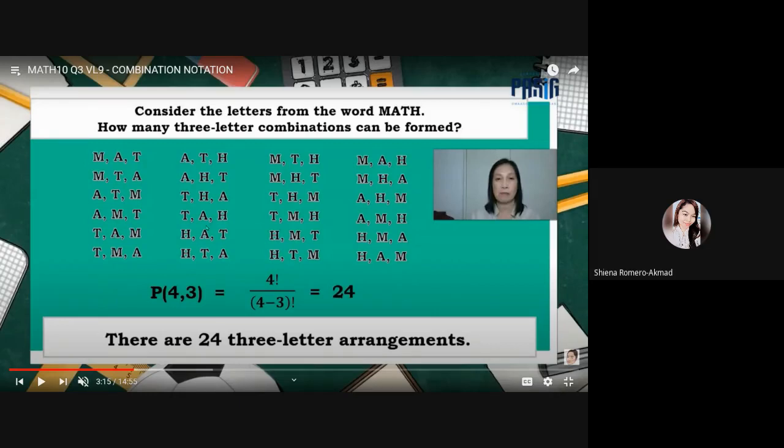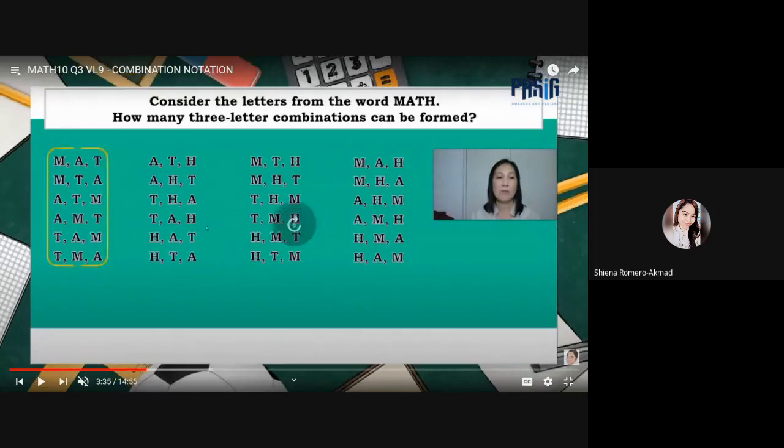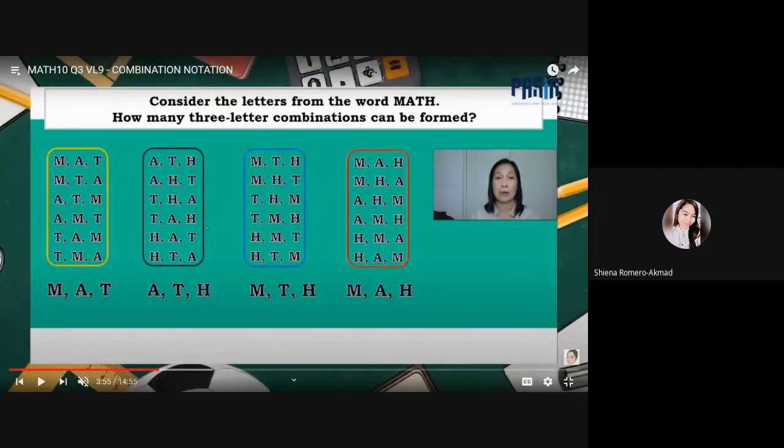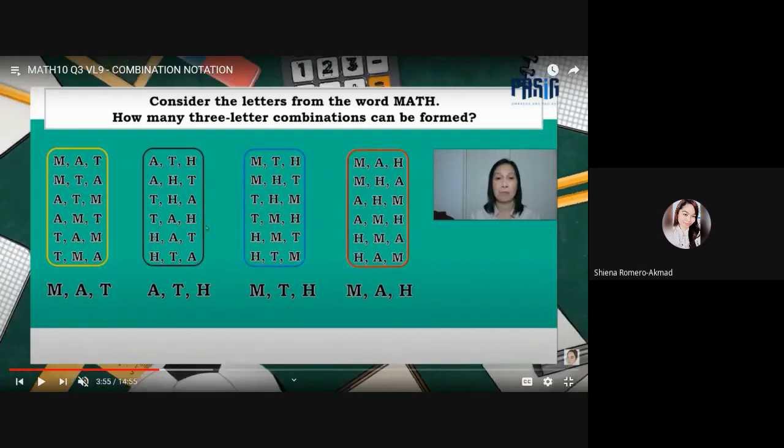Mapapansin nyo, ulitin ko ha, sa first column, we have M-A-T letters. Sa second column, A-T-H. Dito sa pangatlo, M-T-H. And doon sa last column, ang letters na ginamit ay M-A-H. So, looking at each column, napansin nyo na yung mga letters na ginagamit are all the same. So, kung combination ang pag-uusapan natin, we will consider each column as one combination only. Why? Because they involve the same letters only. Pare-pareho lang yung letters na ginamit nila.